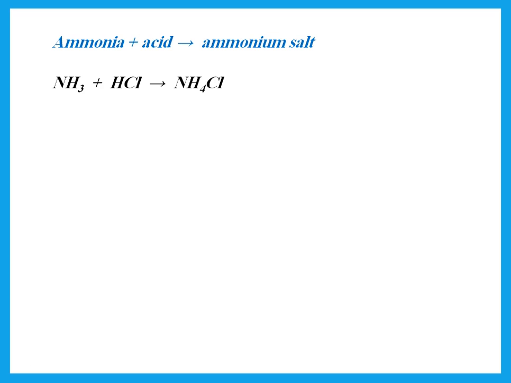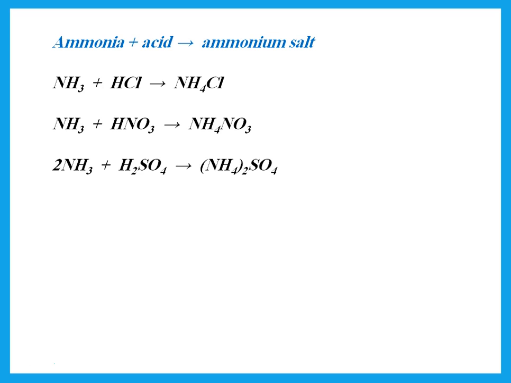So remember, ammonia plus hydrochloric acid, what does it give you? Ammonium chloride. Ammonia plus nitric acid would give ammonium nitrate. Ammonia plus sulfuric acid would give ammonium sulfate. Ammonia plus phosphoric acid would give ammonium phosphate. Notice the formulas and notice the balance.